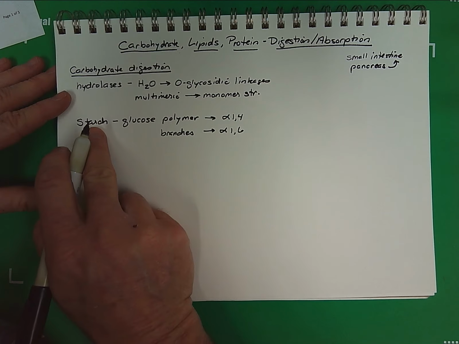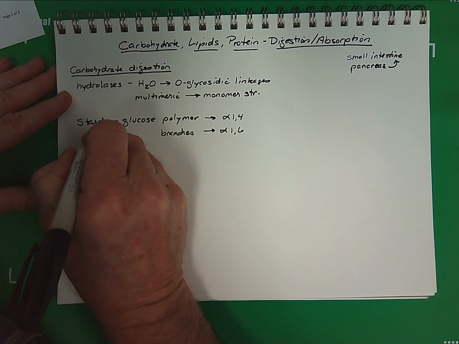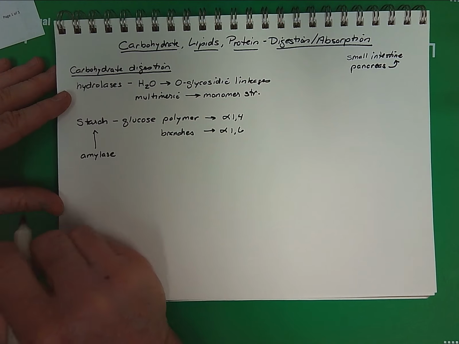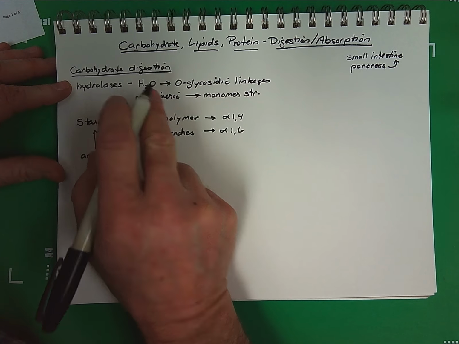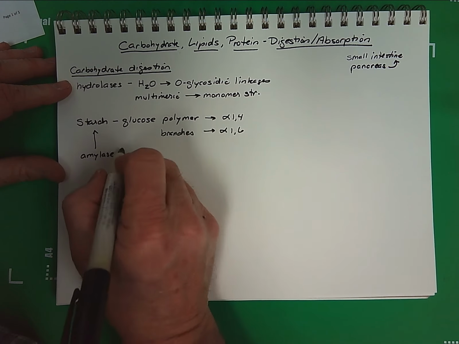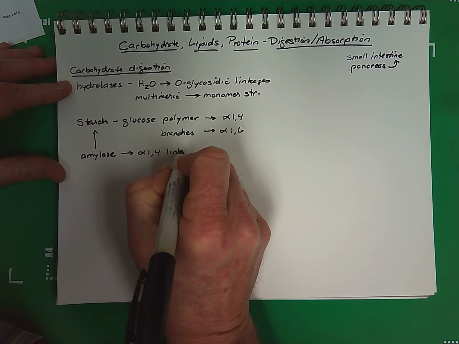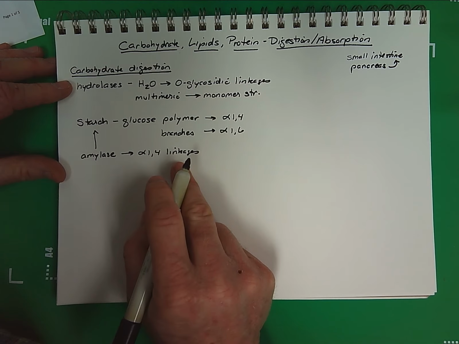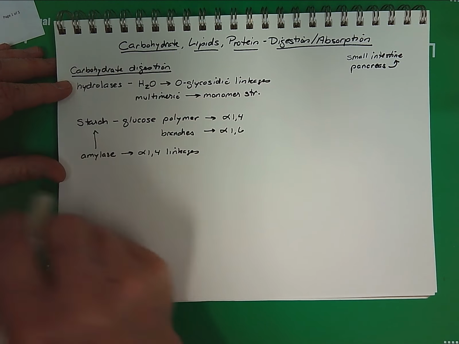So in order to digest starch, to obtain the glucose monomers that we need for absorption into the body, we are going to use the enzyme amylase. This enzyme is a hydrolase, and it has the ability to take water and add it across the alpha 1,4 linkages. In doing so, this is able to hydrolyze off a glucose monomer off of the polymeric structure of starch.